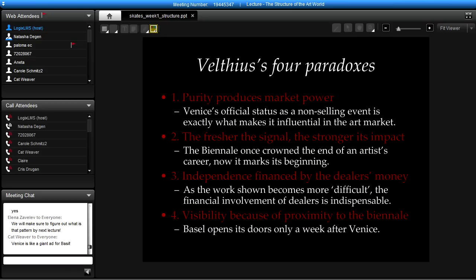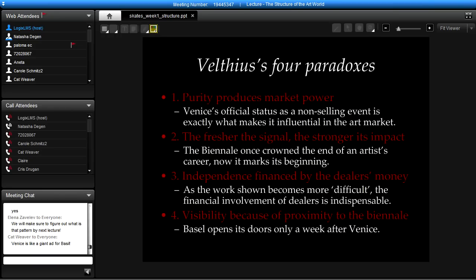Now, I want to talk a little bit about Olav Veltus. He wrote an article that appeared in The Art Newspaper. I think it might be listed as one of the required readings. If not, I'll certainly include the link for those of you who haven't read this piece. But he talks about the four paradoxes, specifically in relation to the Venice Biennale and Art Basel.